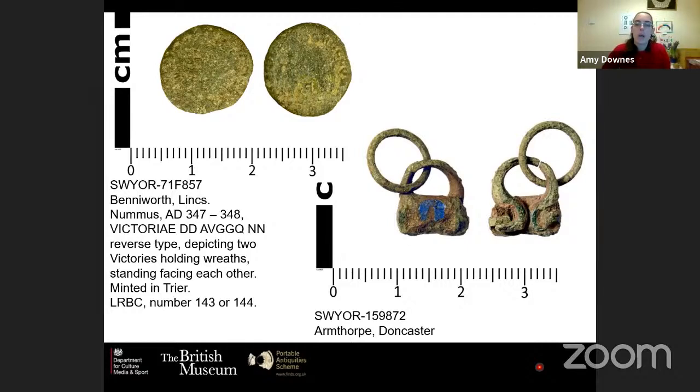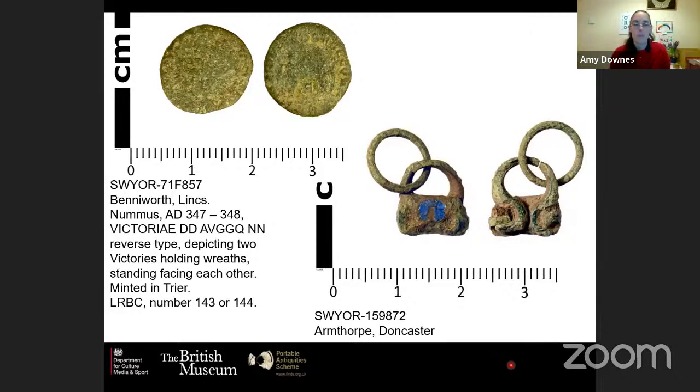PAS was launched as a pilot scheme in 1997 in just 6 areas of the country, and then it worked, so it was expanded into a national scheme in 2003. We only cover England and Wales because the laws about metal detecting are different in Scotland and Northern Ireland.